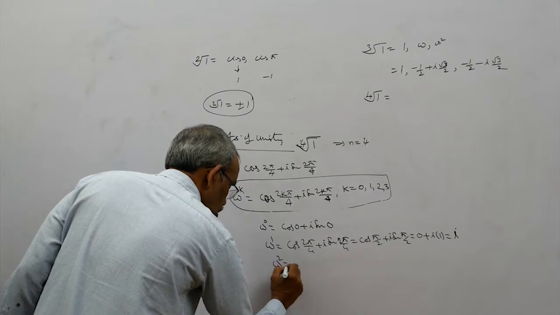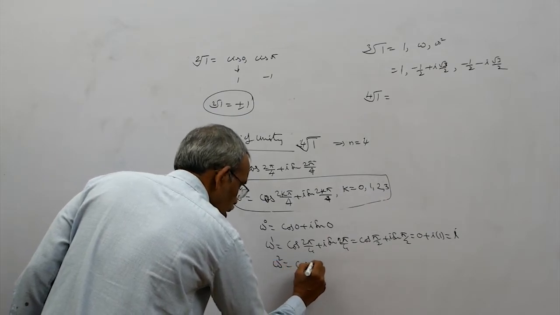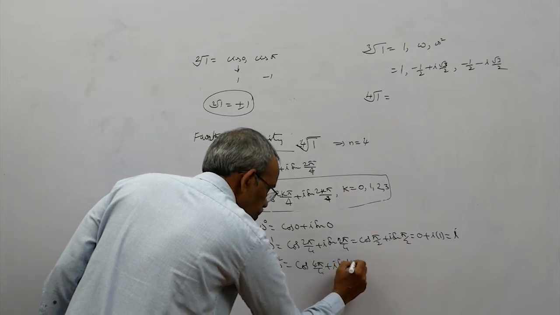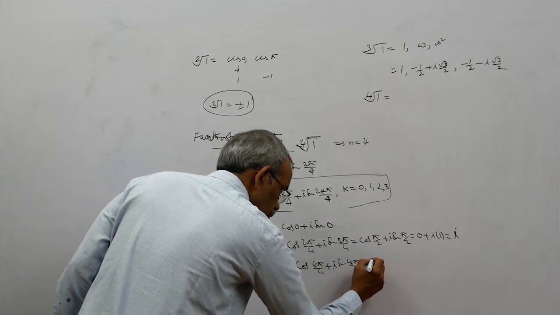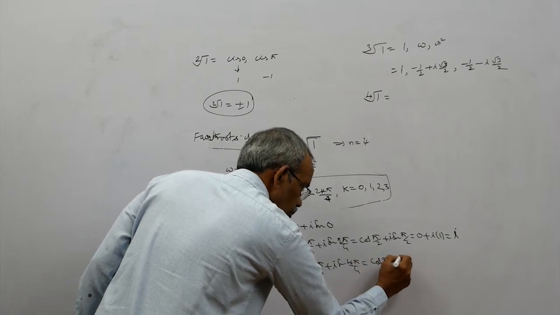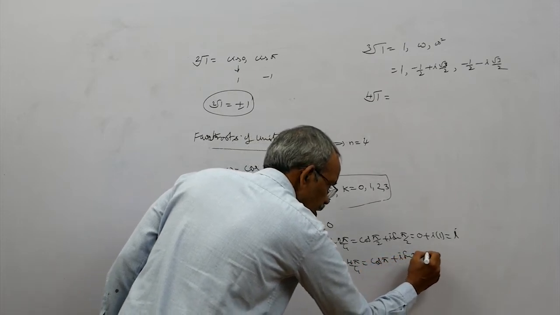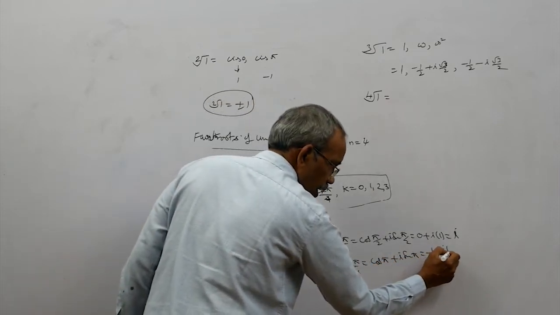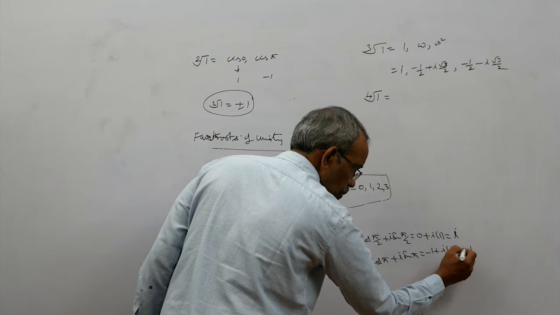Omega square is equal to cos 4 pi by 4 plus I sin 4 pi by 4. That is equal to cos pi plus I sin pi. Cos pi is equal to minus 1, sin pi is equal to 0. I into 0, so it is equal to minus 1.